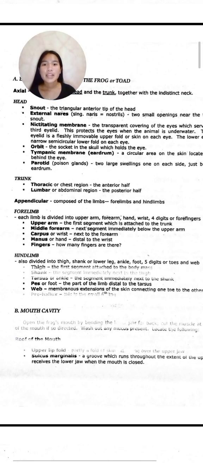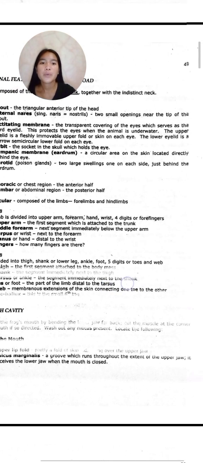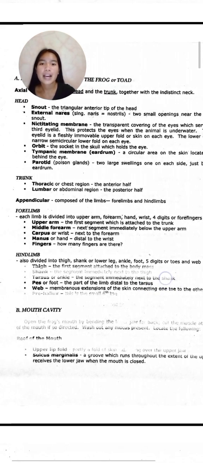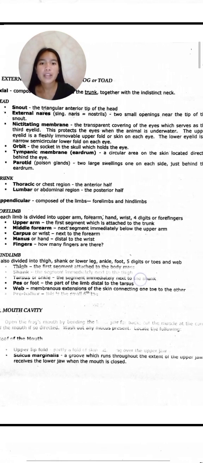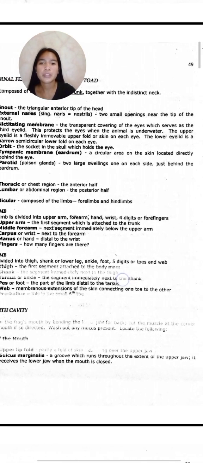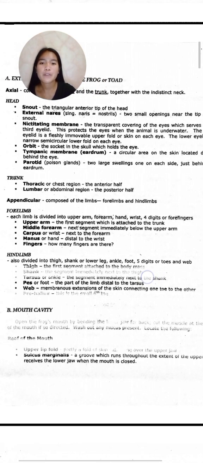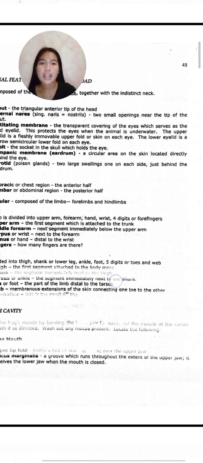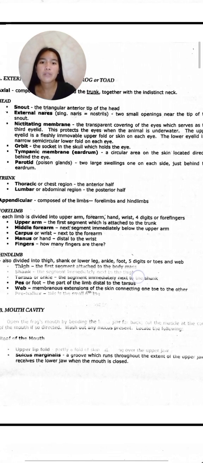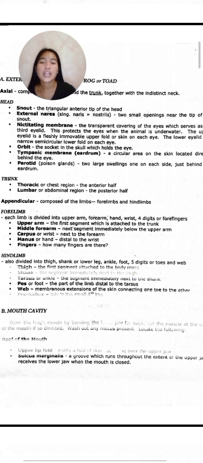Next is nictitating membrane. The nictitating membrane is the transparent covering of the eyes which serves as the third eyelid. This protects the eyes when the animal is underwater. The upper eyelid is a fleshy, immovable upper fold of skin on each eye. The lower eyelid is a narrow semicircular lower fold on each eye. So the nictitating membrane is separate from the eyelid.